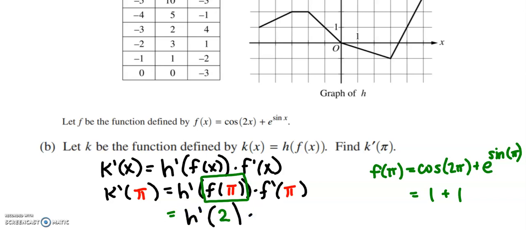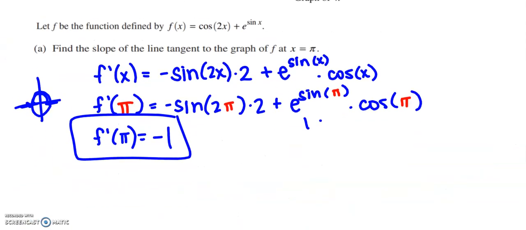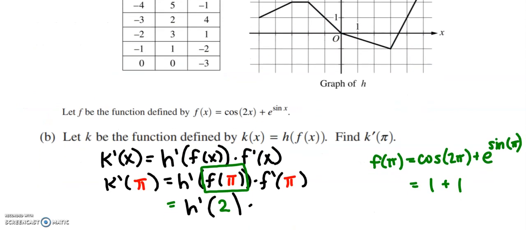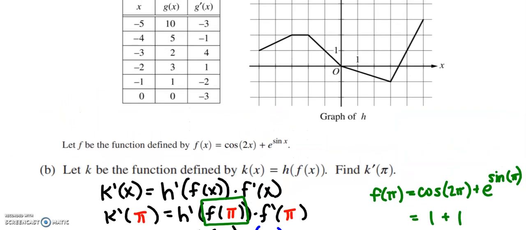Then I need f prime of pi. Well, conveniently, here's f prime of pi. It's -1 from our previous work, which again is another reason to support actually going through and finding that value instead of leaving things super messy. So this is a -1. So now I'm looking for h prime of 2. Well, here's h. Here's 2. I need to find my slope. Well, the slope of this line is -1/3.